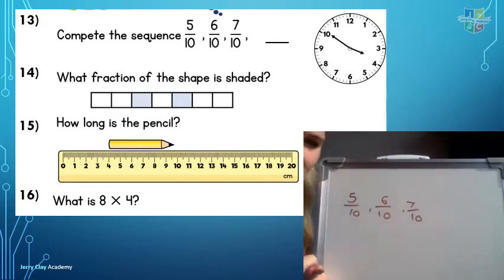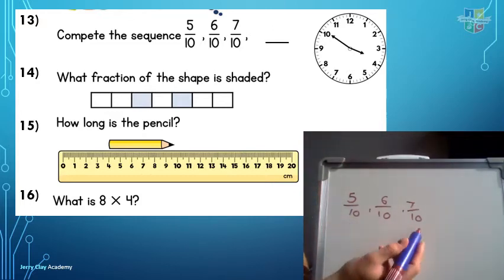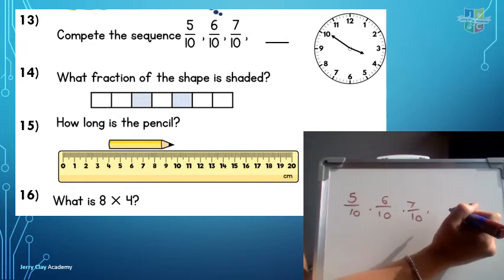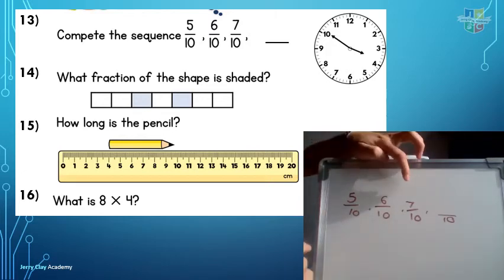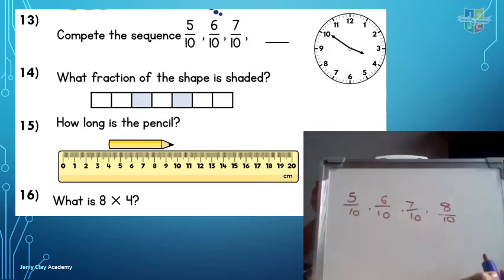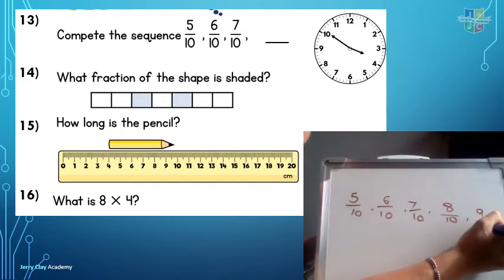Okay, let's continue the sequence then. So we can see that each of them has the same denominator of 10. So I know my next number is going to have a denominator of 10. I can then look at my numerator, 5, 6, 7. So my next one will be 8. If you carried that on, your next one will be 9 tenths.